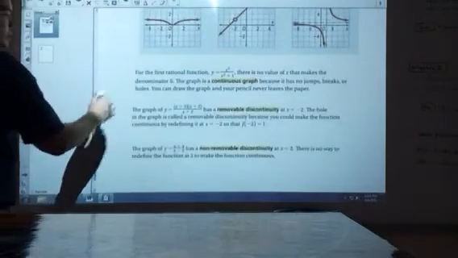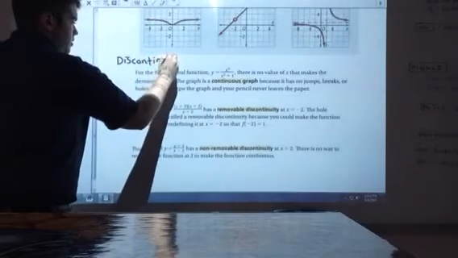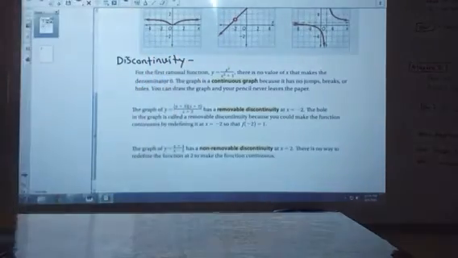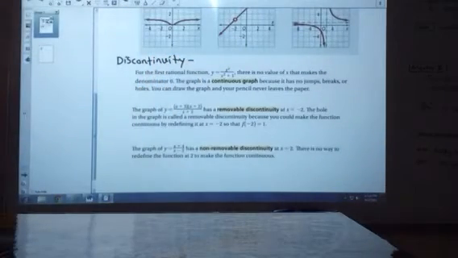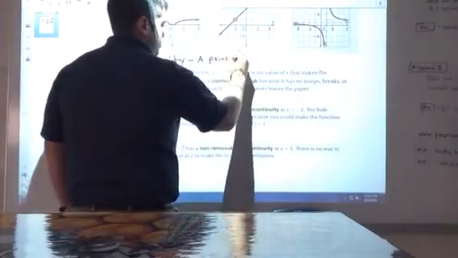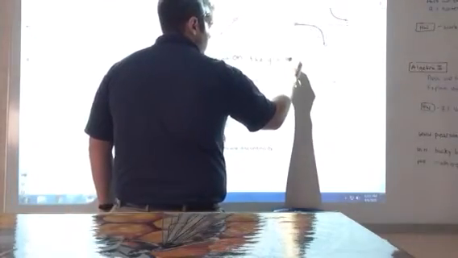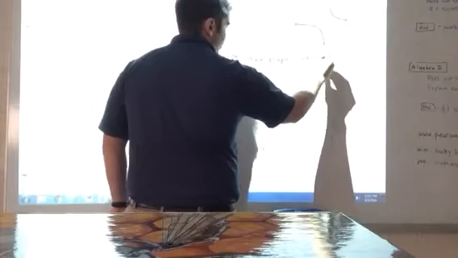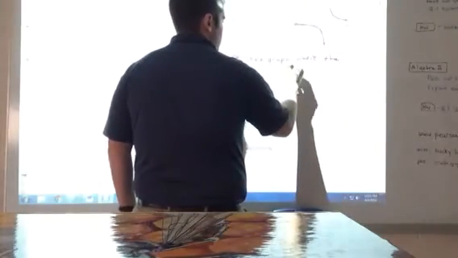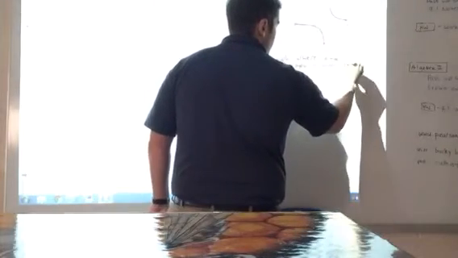Discontinuity, we can go ahead and write this in, because you're going to see this term a lot. Discontinuity, D-I-S-C-O-N-T-I-N-U-I-T-Y. It's simply a point on the graph where the graph is not continuous.